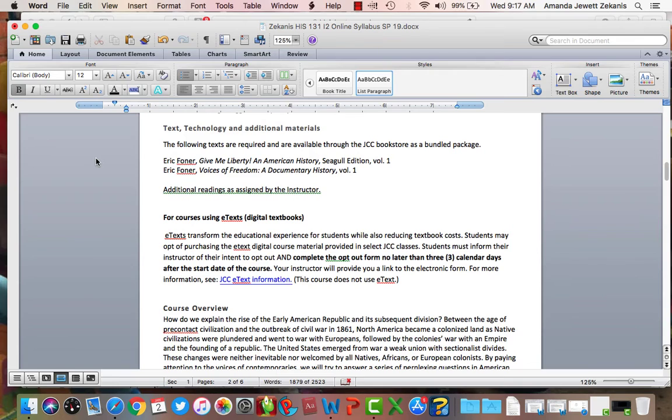So Give Me Liberty and Voices of Freedom, Volume 1, 5th edition, Eric Foner. There will be other additional readings on Blackboard. For example, week 1 is all Blackboard readings and lecture. You do not have to have your books yet to complete the materials and the discussion board for week 1, because I know that sometimes folks are waiting for their aid, or you can't quite get the book yet for whatever reason, or you get in the class late, so you can complete week 1's assignments without your books. We do not use e-text either, just FYI.